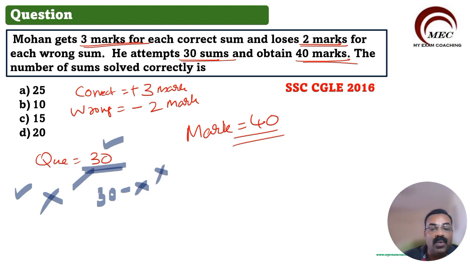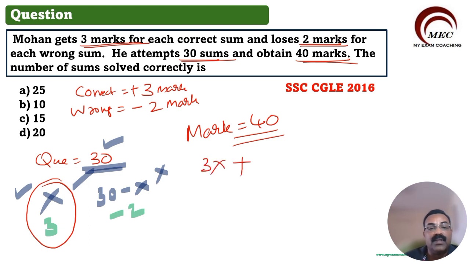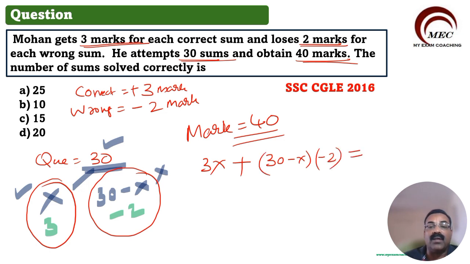So we know that for a correct answer he will get 3 marks. For a wrong answer he will get minus 2 marks. So now I can put an equation here. What is the total mark here? For correct answers it will be 3x, plus for wrong answers 30 minus x into minus 2. Total mark he got is 40.